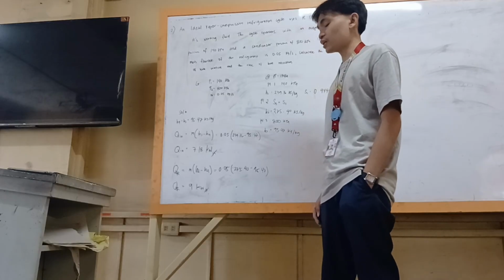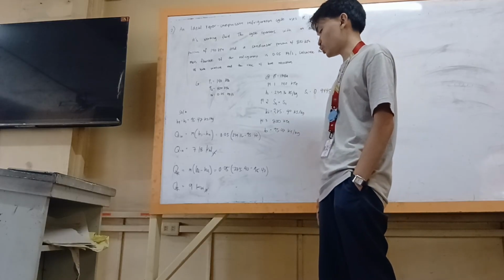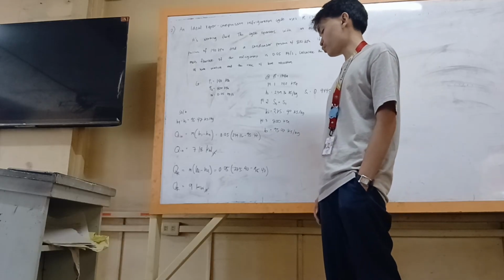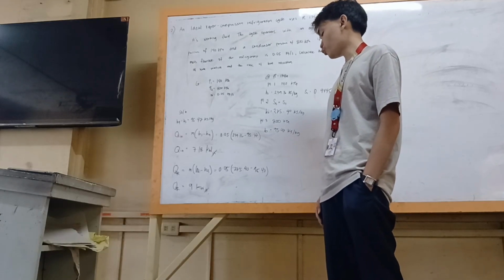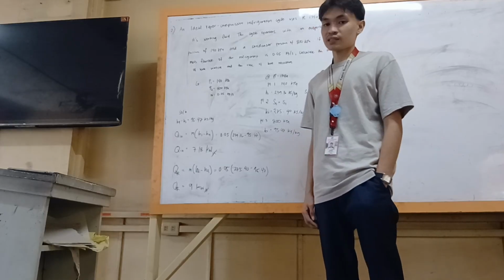Next is the heat rejected. We have QR is equal to mass flow rate times h2 minus h3. Again, you put the values: 0.05 times 275.4 minus 95.47. That will result in 9 kilowatts.